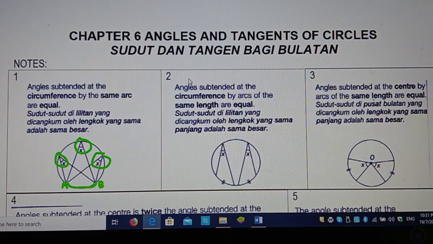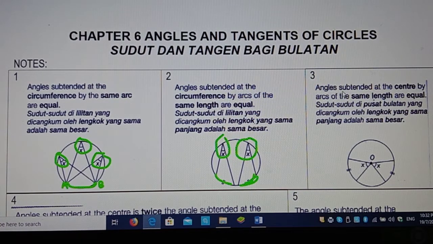Okay, number 2, angles subtended at circumference by arc of same length are equal. So let's say we have two arcs here, same length. If they are same length, so the angle of circumference subtended by the two arcs must be equal. So same length of arc produce same angle. Okay, so lengkok sama panjang hasilkan sudut pada lilitan yang sama.